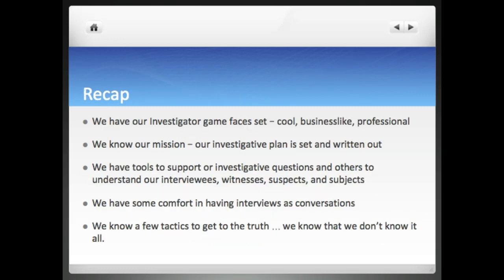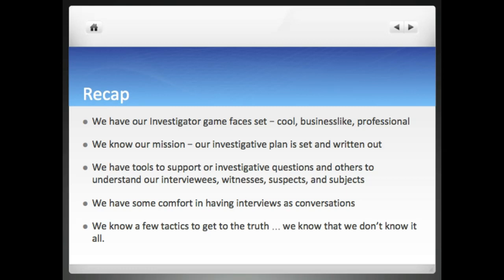But let's do a bit of a recap. So we started out, we've got our investigator game faces on, right? We are cool, business-like, we are professional. We're not looking at this as Elliot Stabler going to slam somebody against the wall. We are a business person trying to get facts to support a matter to improve our business. We know the mission because we've got an investigative plan. We wrote that out. So we know what we have to do. We know what we have to prove, right?